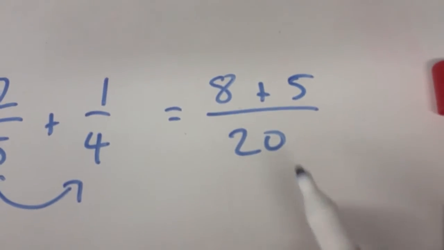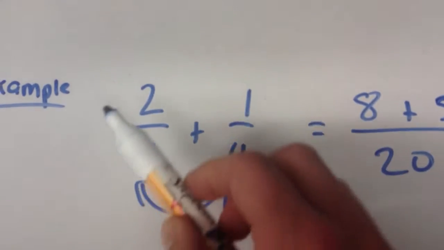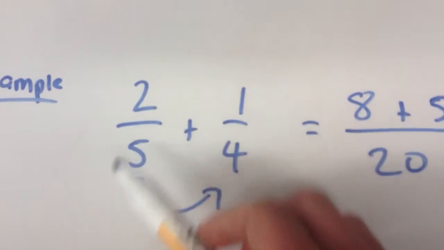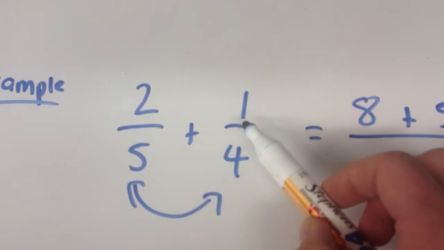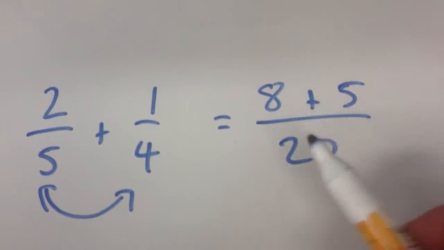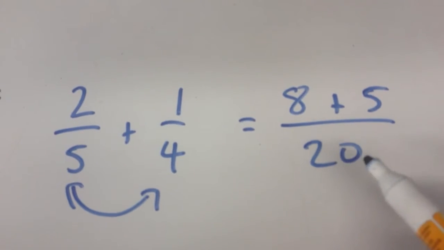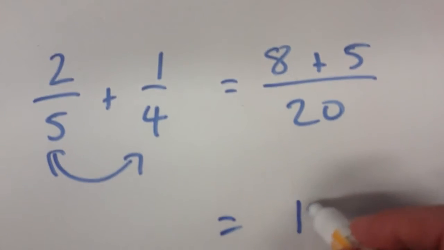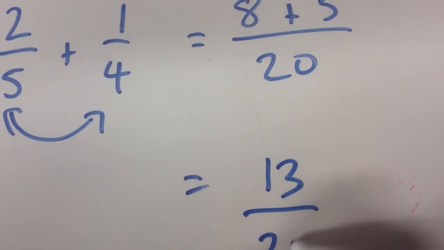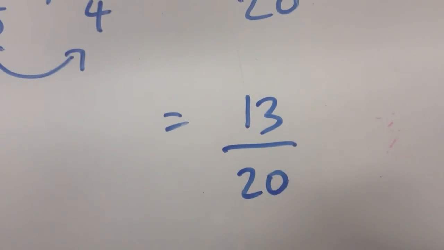So basically what I've done is I've made two equivalent fractions. I've made an equivalent fraction for 2/5, and that's 8/20, and I've made an equivalent fraction for 1/4, that's 5/20. And then basically now my denominator is the same. I can just add the numbers up. 5 and 8 is 13. And I leave it over 20. So that is the answer.